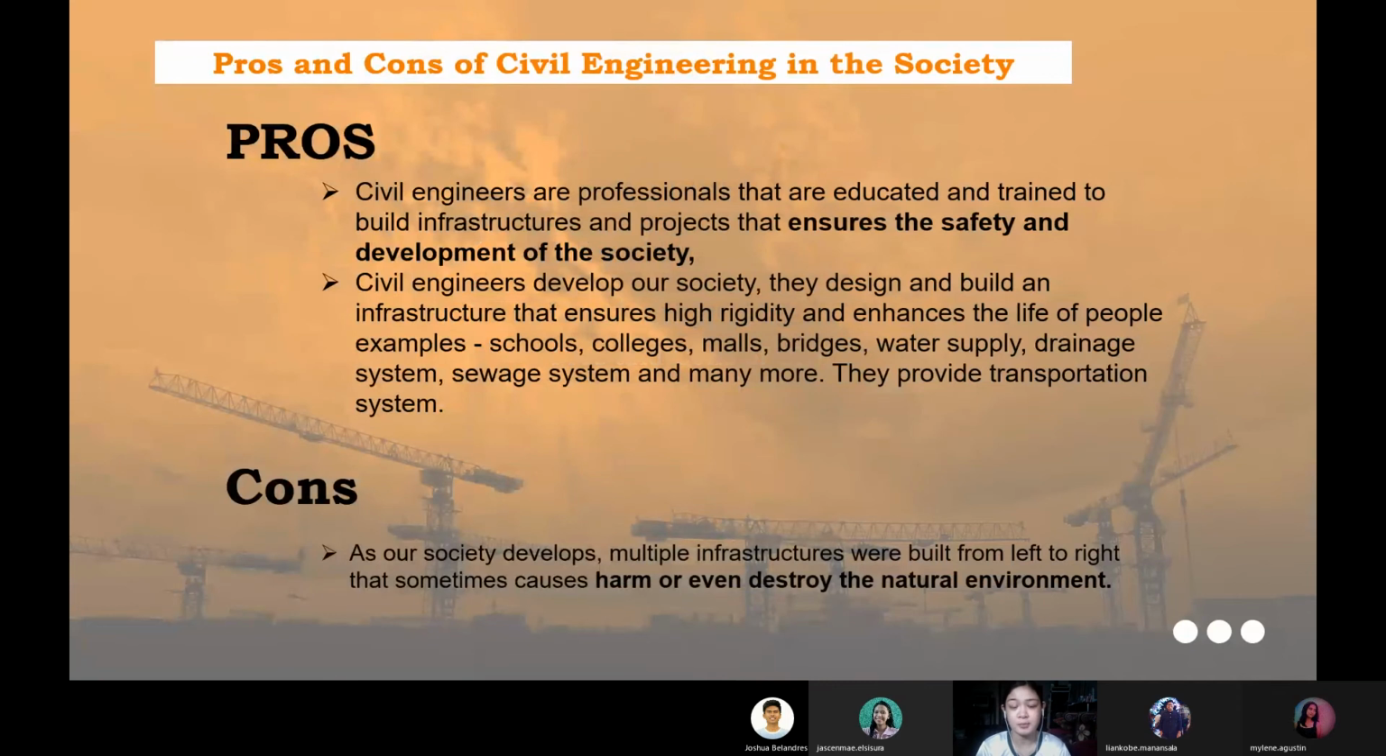Advantage. Civil engineers are professionals that are educated and trained to build infrastructure and projects that ensure the safety and development of the society. Civil engineers develop our society. They design and build infrastructure that ensures high rigidity and enhance the life of people. For example, schools, colleges, malls, bridges, water supply, drainage system, sewage system, and many more. They provide transportation system. And also, adding to advantages, significantly higher salary than every other type of engineer. And next, job outlook much faster than the average for all occupations.